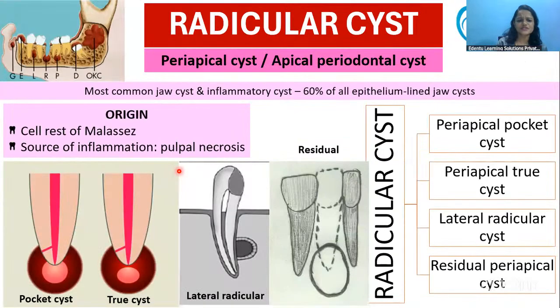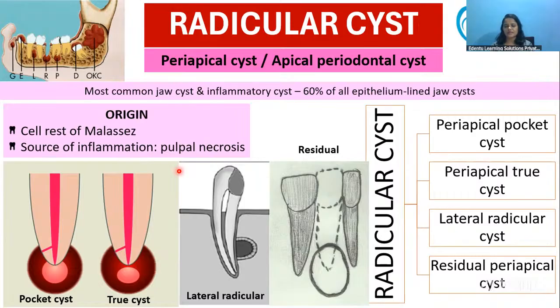The next one is the radicular cyst, which is also called the periapical cyst or apical periodontal cyst. If anyone asks you which is the most common odontogenic cyst, the answer is radicular cyst. Almost 60% of the cysts that we see in the jaws, if they are odontogenic, will be radicular cysts only. It is the most common jaw cyst and also the most common inflammatory cyst.